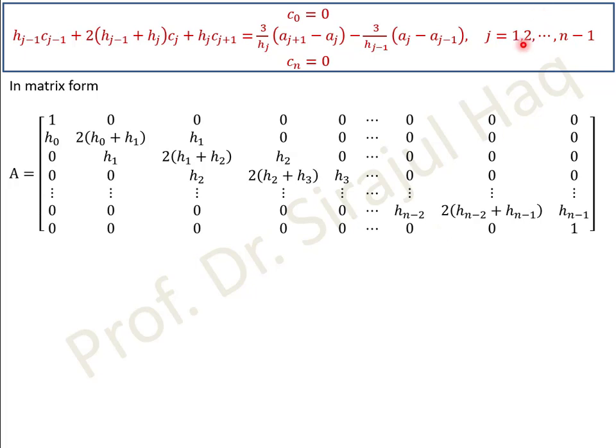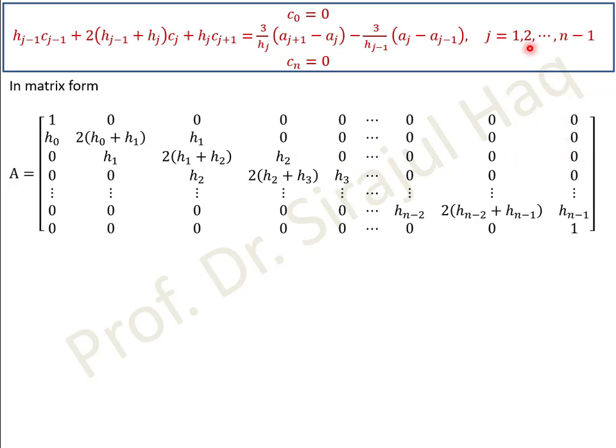When j is equal to 2, I am writing this equation in the third row. J is equal to 2. So this is h1 multiplied by C1, so you can see the coefficient of C1 is h1. The coefficient of C2 is 2 multiplied by h1 plus h2, which you can see here. And h2 multiplied by C3, the coefficient of C3 is h2, which you can see over here. And the rest of the coefficients are zeros.